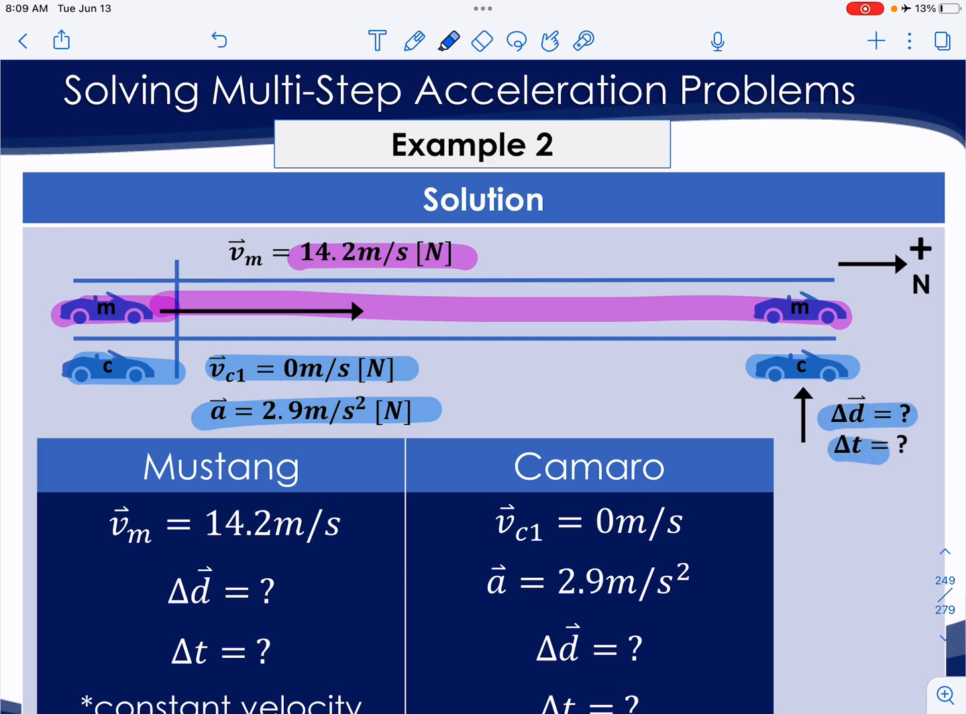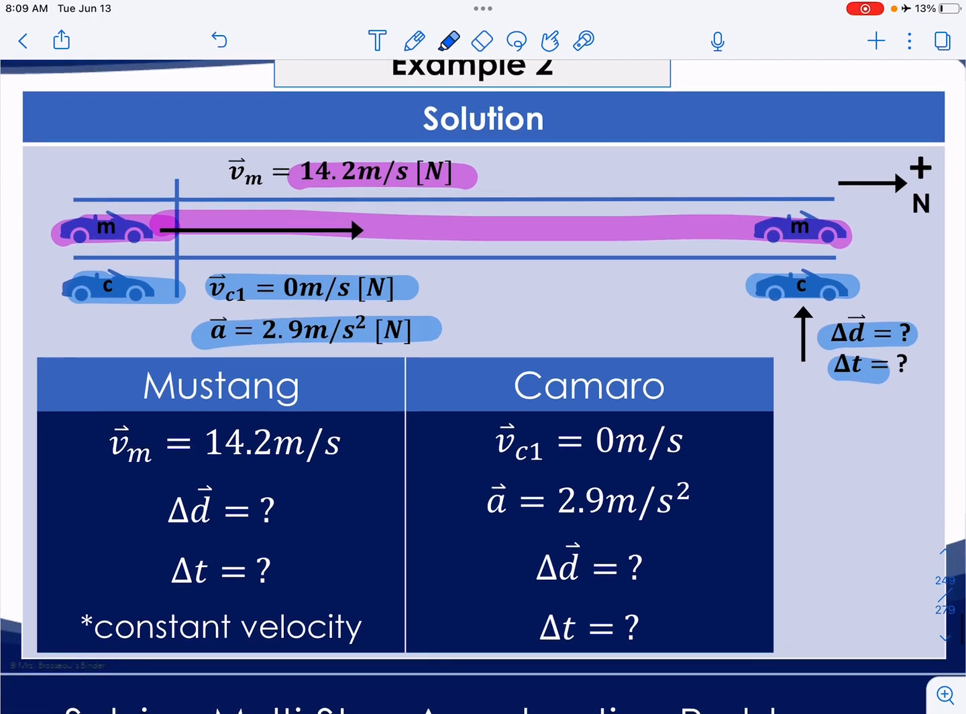But we do know that at some point in time, which will be the same delta D in the same time, they're going to pass each other. Now, since this car started from rest, it'll be going faster than when it passes. But at a moment in time, they will be at the same place at the same time.